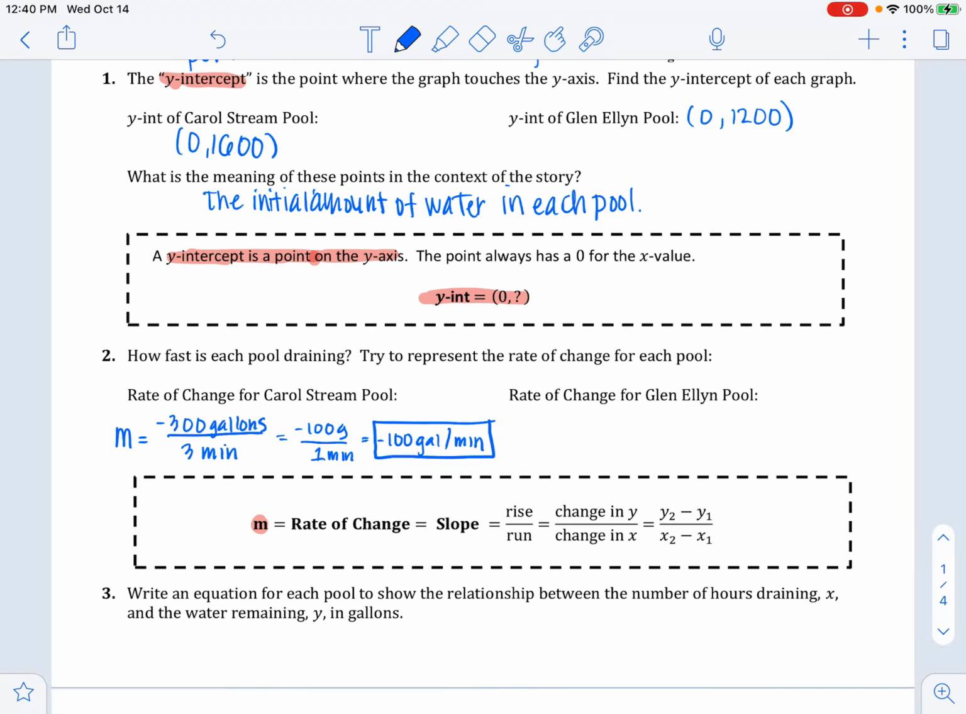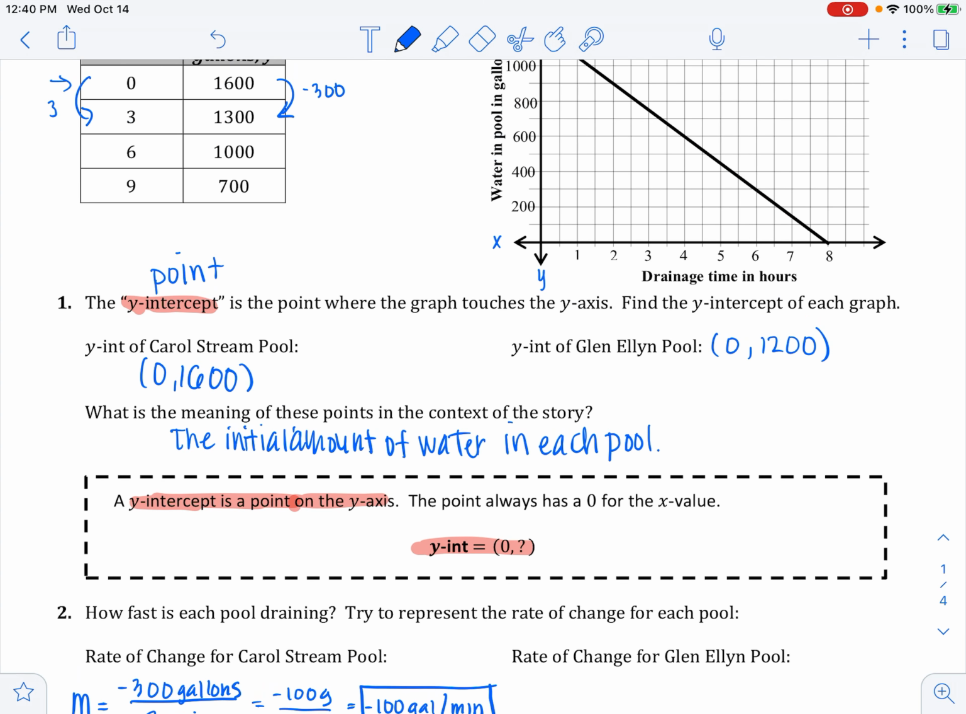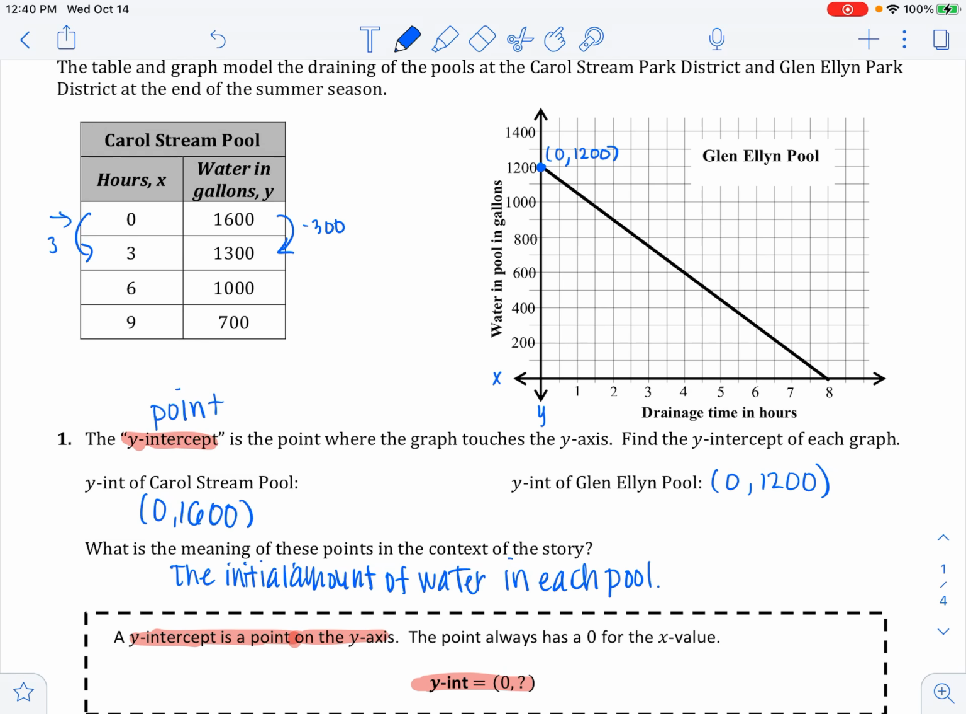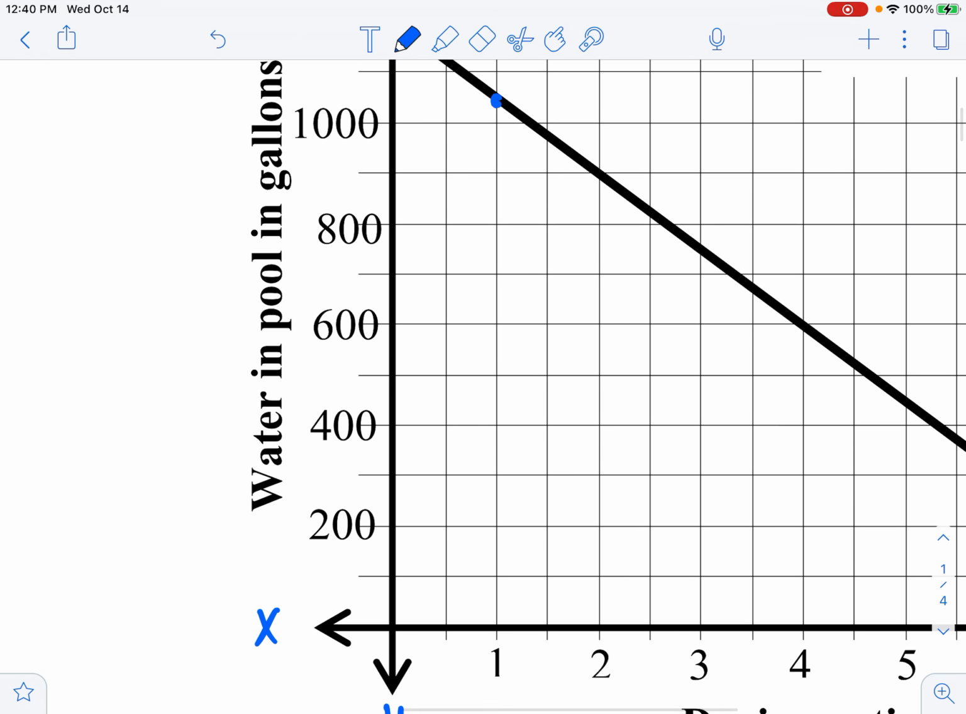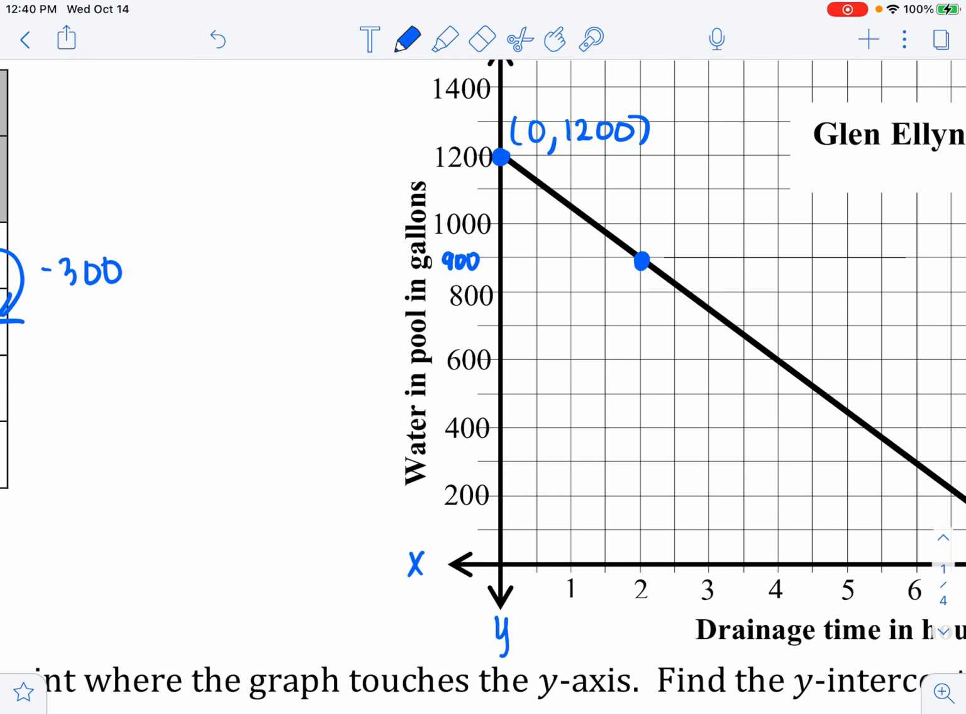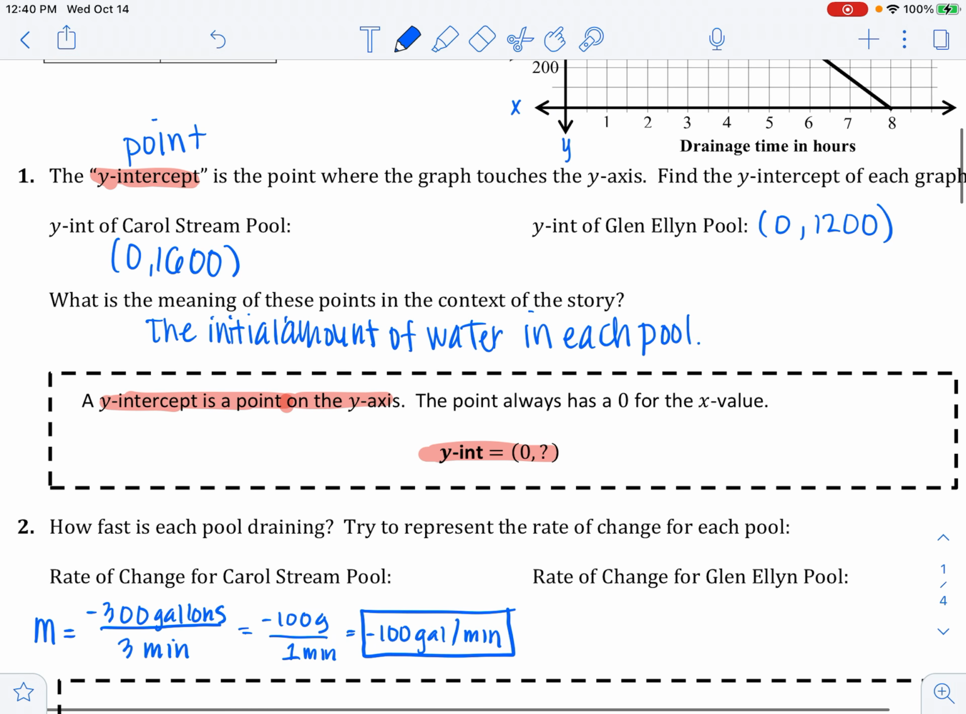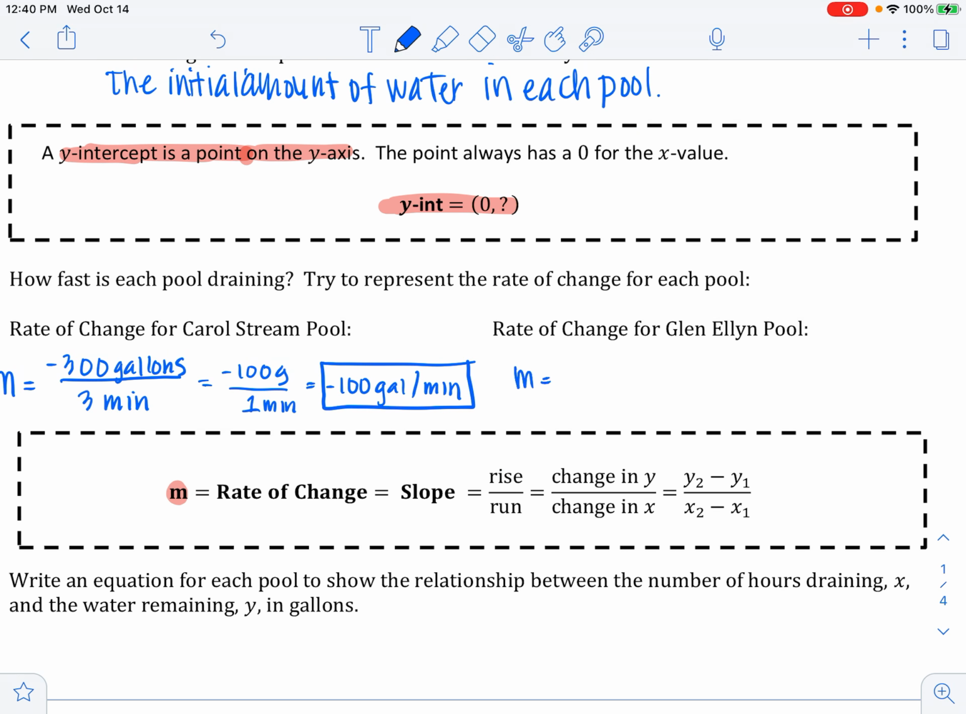All right, let's do the Glen Ellen pool here. Let's make sure we look at a point that we know. This is over 1 up, and I don't know how much that is, so I'm not going to do that one. Over 2 up, I can see what that is. That's 900. So if you look at what happened here, it went down 300, and that was after 2 hours. So I'm going to say m is equal to, it went down 300 gallons after 2 hours.